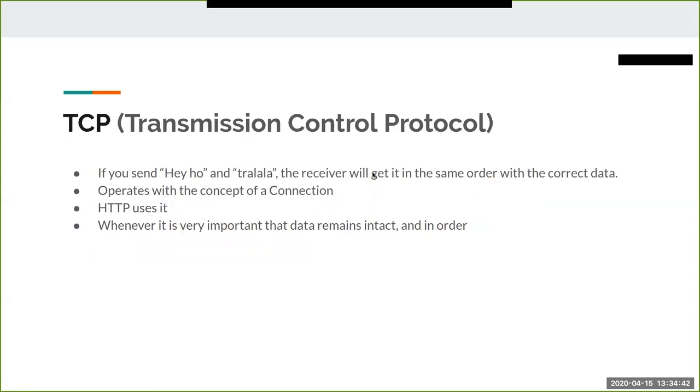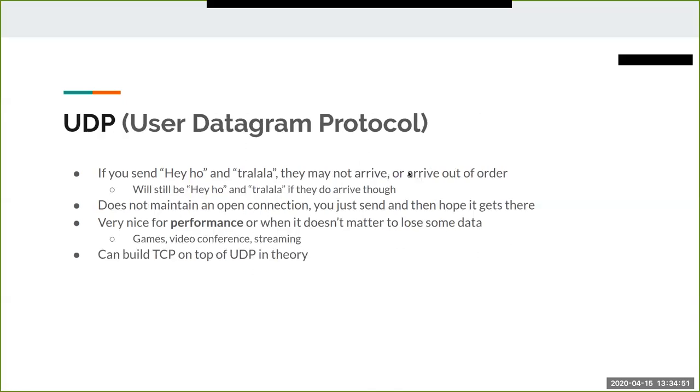But the core things that you should remember from this is that TCP has a connection and it's reliable, so you'll get it in order and with the correct data. Whereas UDP is really fast, connectionless, and data is not guaranteed to arrive or arrive in order. Those are the key points to know about them.